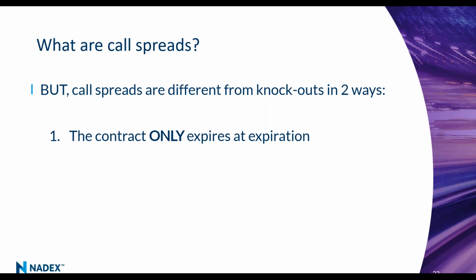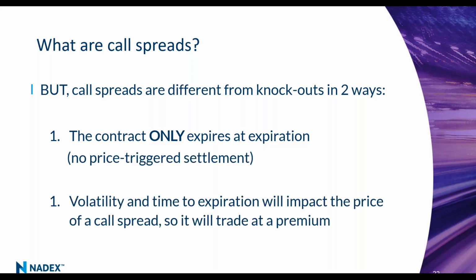Right, it's going to have a slightly different pricing mechanism. The price of a call spread is going to incorporate volatility and time to expiration. It is not a delta one product. It's not going to move exactly in line. It will not be priced exactly in line with the underlying. It's going to have a premium in it, and the reason it has a premium in it is because it has that optionality.